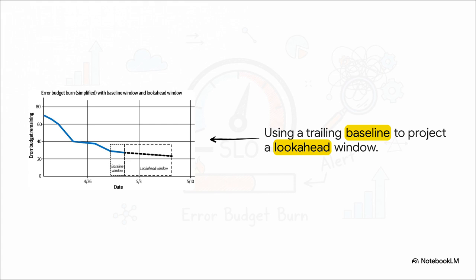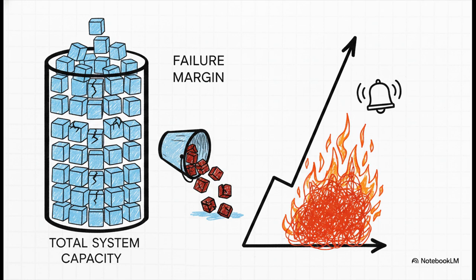So we take a trailing baseline, say the last hour or maybe the last day, calculate the exact rate of failure, and mathematically extrapolate that into a forward look-ahead window. This right here is exactly how we escape those totally meaningless CPU alerts and start triggering alerts based on actual impending user pain. Let's put some actual numbers to this to make it concrete.